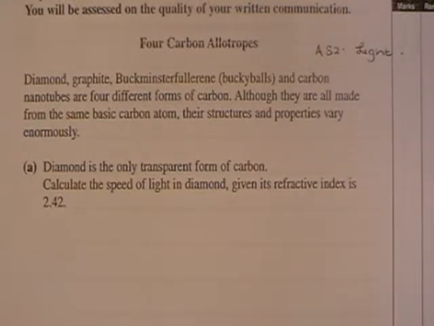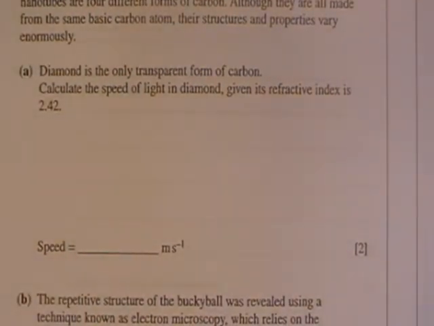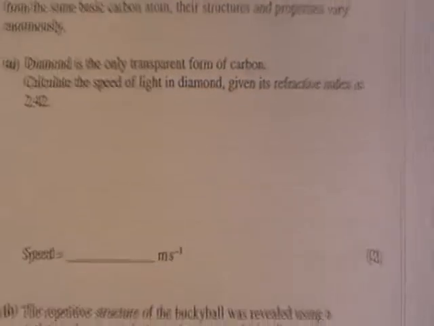Four carbon allotropes, diamond, graphite, Buckminster fullerene, which are also shortened to buckyballs, and carbon nanotubes are four different forms of carbon. Although they are all made from the same basic carbon atom, their structures and properties vary enormously. Part A. Diamond is the only transparent form of carbon. Calculate the speed of light in diamond given its refractive index is 2.42.